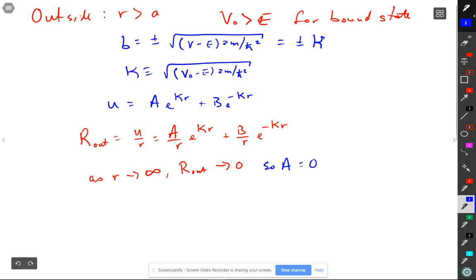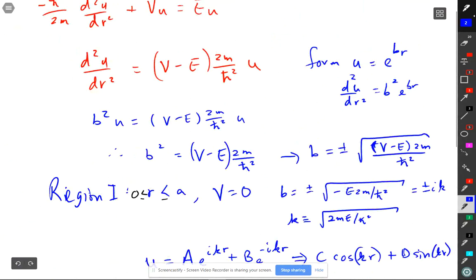So A has to be 0 because e to the kappa r over r is approaching infinity as r approaches infinity. And somebody might say, but isn't that infinity over infinity? And they would be absolutely right. And how would you resolve that? Use L'Hopital's rule again. And just like before, we're going to bring down a kappa on top. It'll be kappa times infinity over 1. That's still infinite. So A has to be 0. So that means our R out is equal to B over r e to the minus kappa r. So we have our R out and we have our R in.